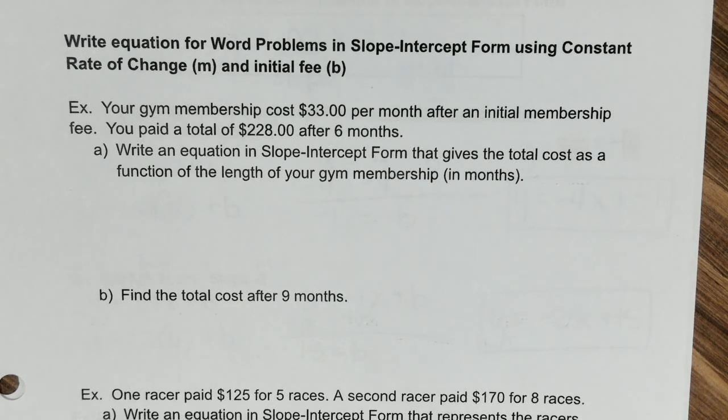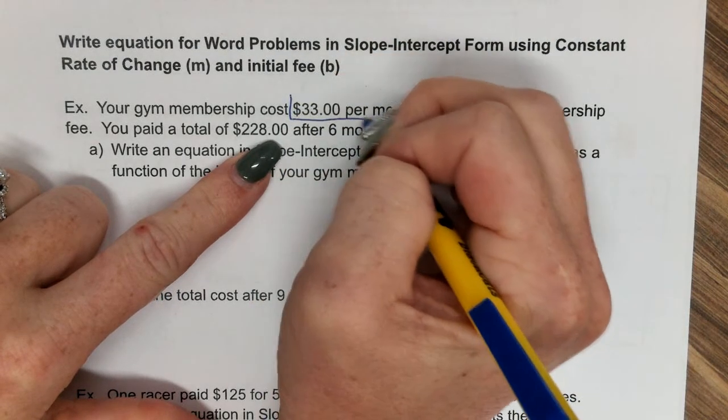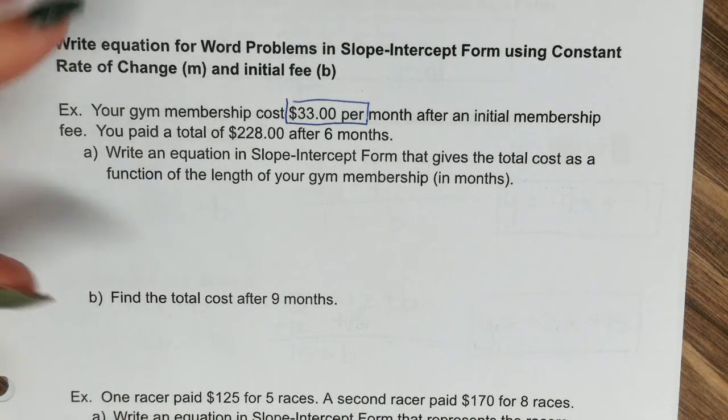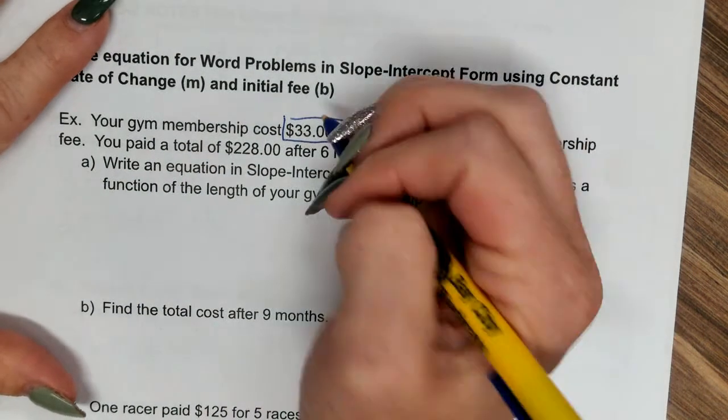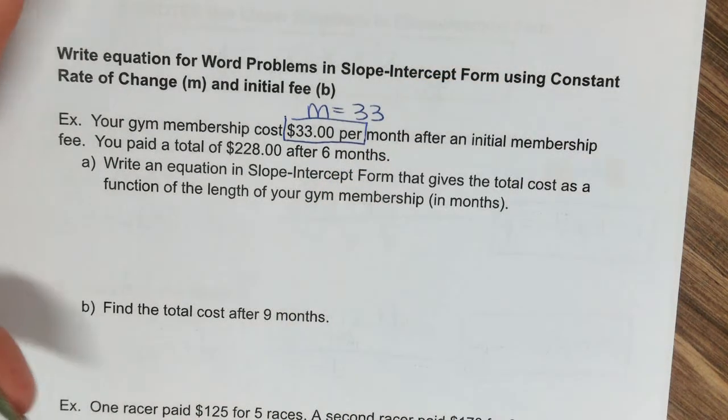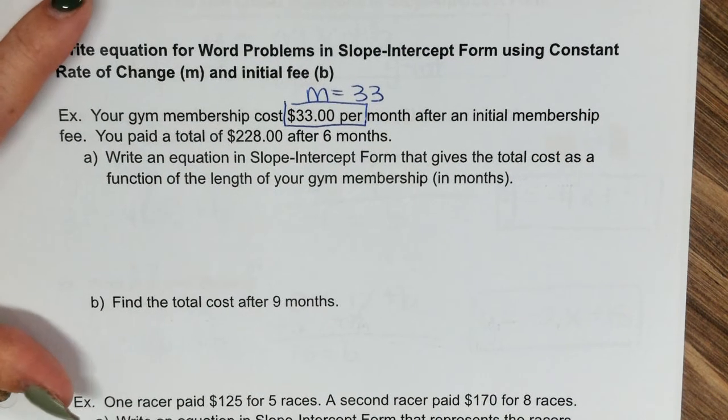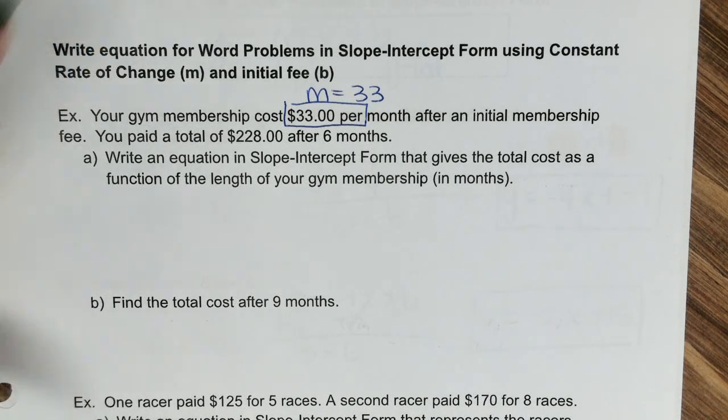All right. So the first problem says your gym membership costs $33 per month after an initial membership fee. Did it tell you the initial fee? No. So what are we going to be solving for? The initial fee, the b. What is this right here? The rate. So my m is 33. Does everybody agree?